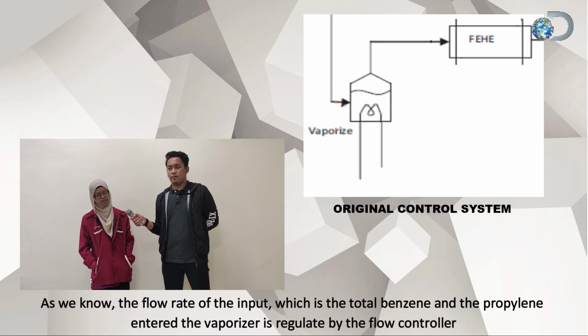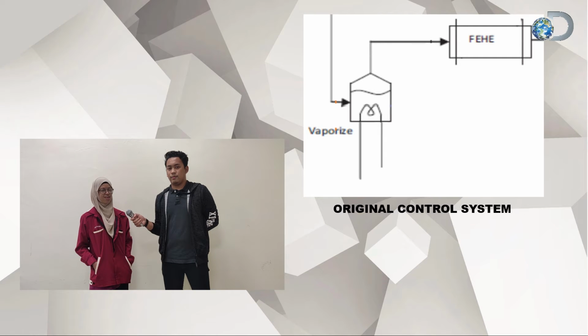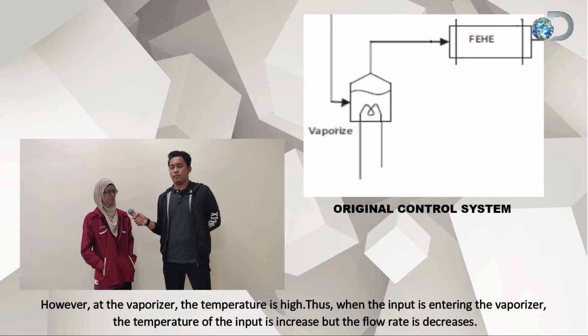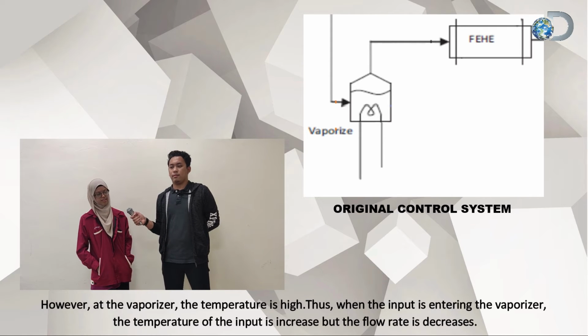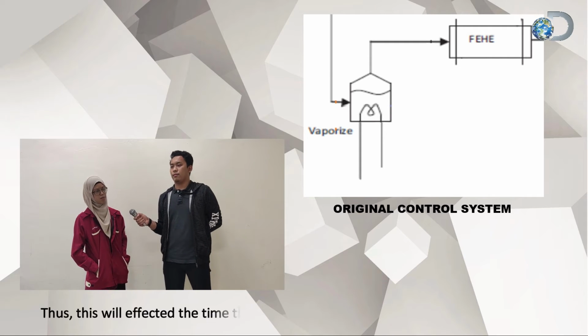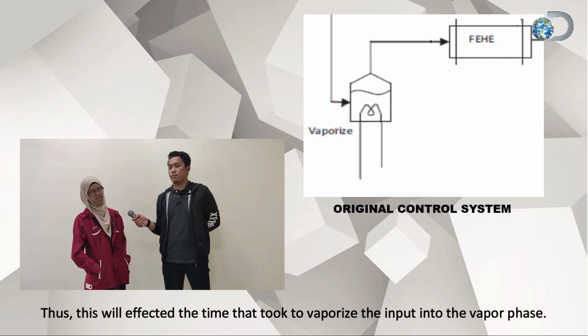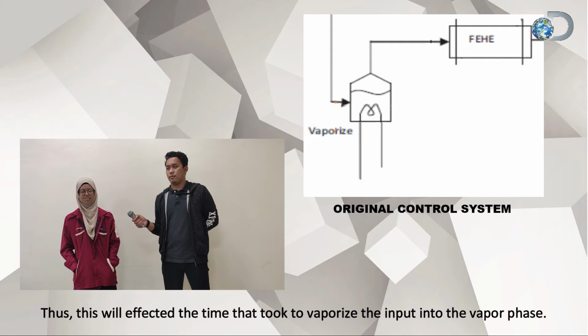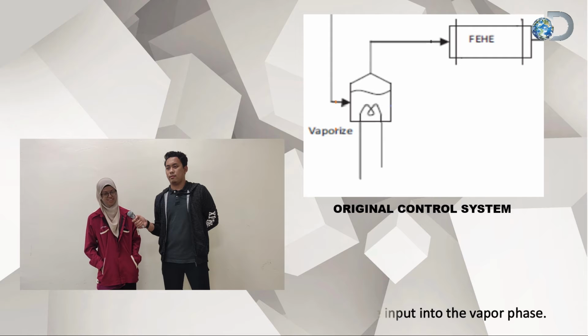As we know, the flow rate of the input, which is the total benzene and propylene, into the vaporizer is regulated by the flow controller. However, at the vaporizer, the temperature is high. Thus, when the input is entering the vaporizer, the temperature of the input is increased, but the flow rate decreases. Thus, this will affect the time it takes to vaporize the input into the vapor phase.